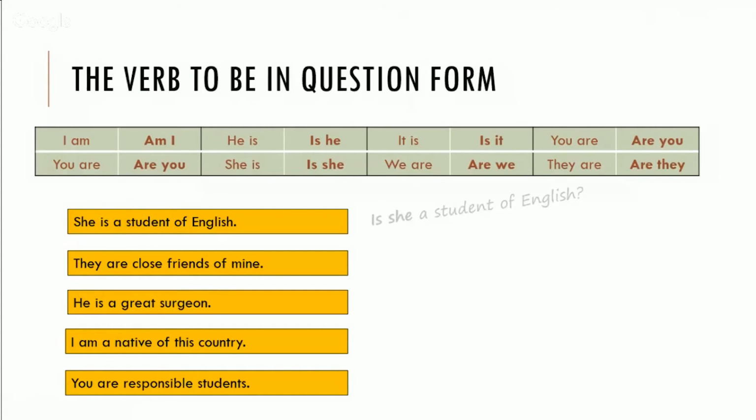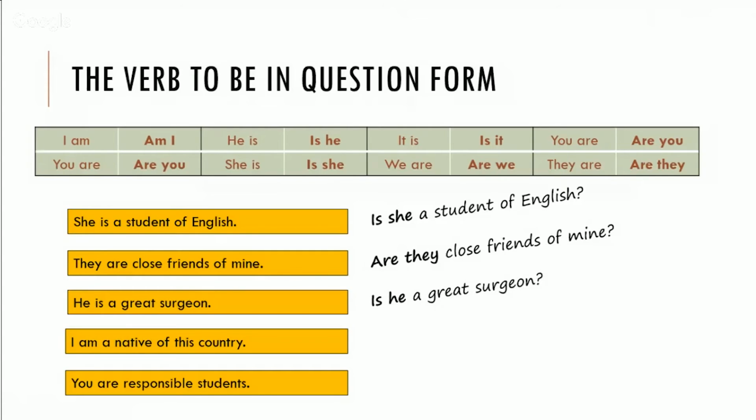So here it is. Next one, first one. She is a student of English, right? Question. Is she a student of English? That would be the question. Number two. They are close friends of mine. Question. Are they close friends of mine?